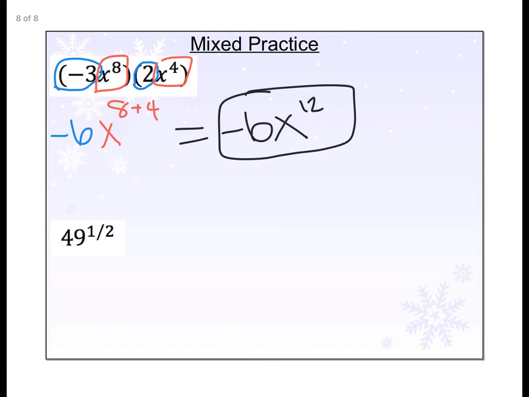Now some of you guys are saying, wait, there's a negative there, but remember, we just don't like negative exponents. So the negative 6, yep, it's a negative number, but that's okay. And then the 12 here is positive, so that's also okay.